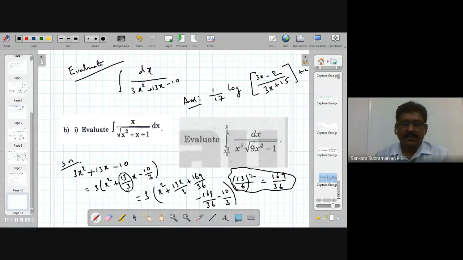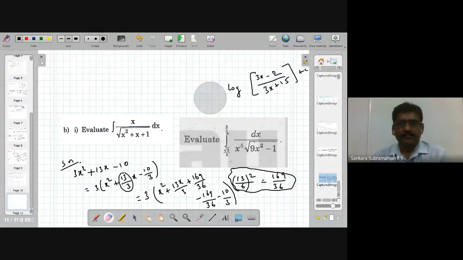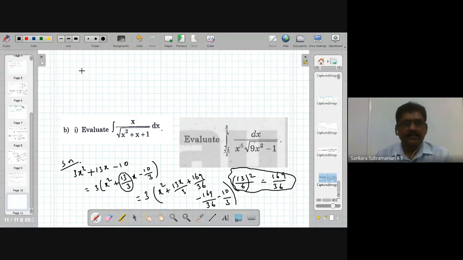So the first 3 terms will be like this, equal to 3 times of... in the first 3 terms I can find this is x plus 13 by 6 the whole square.